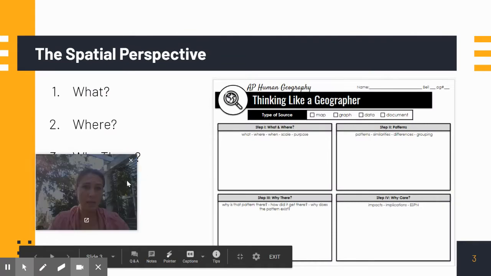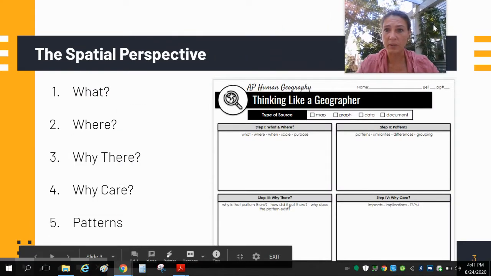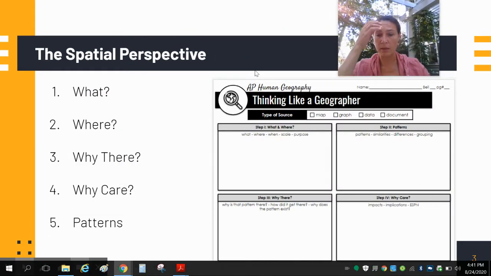All right, so to get started, let's talk about the spatial perspective. We've actually already talked about this a little bit, but it's an important thing for you to start thinking about in terms of all the things in this class. Remember that geography is focusing on the what of where. So what is it that we're looking at? Where is it? Why is it located there? Why should we care? And what are the patterns telling us, and how are they changing over time?